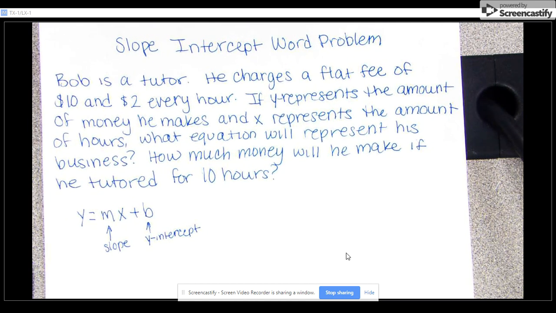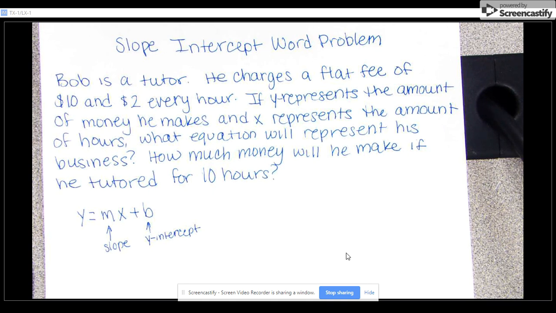Bob is a tutor. He charges a flat fee of $10 and $2 every hour. If y represents the amount of money he makes and x represents the amount of hours, what equation will represent his business? How much money will he make if he tutored for 10 hours? So we are going to break this problem down.